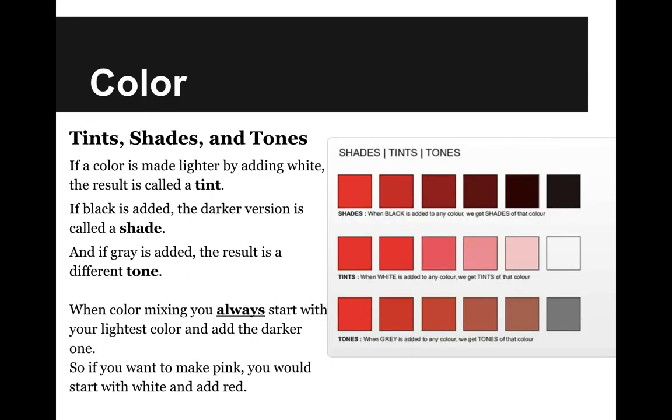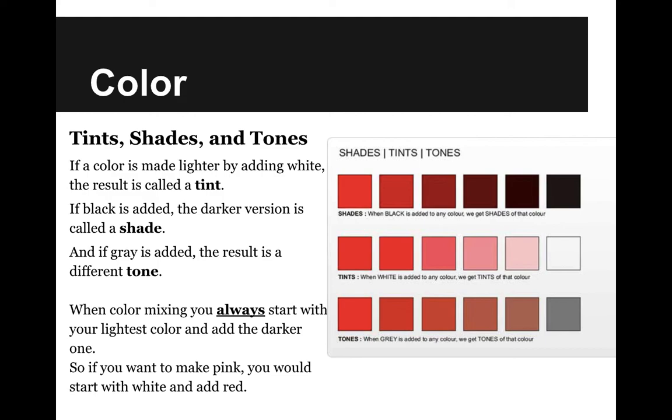If you didn't know what tint and shade meant, here you go. A tint is any color that has white added to it. A shade is any color that has black added to it. You don't need to write this down, but a fun fact: if you have gray added to a color, it's called a tone. And just so you are aware, you should always start with your lighter color and add your darker one when you're mixing colors.